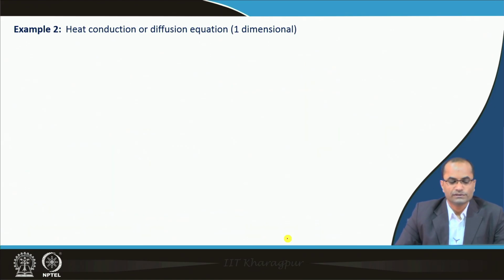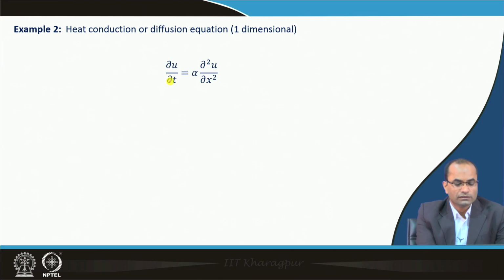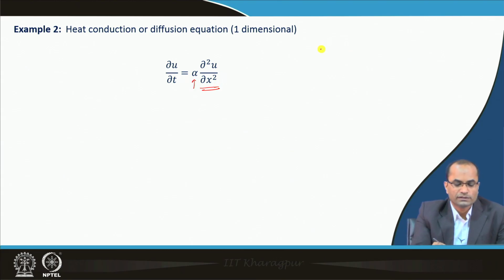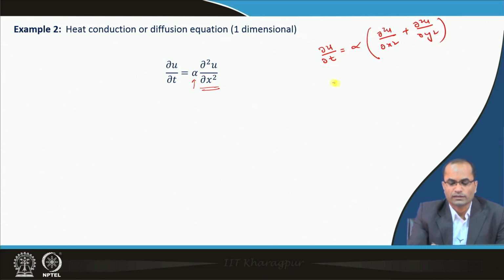Another example is the heat conduction or diffusion equation. We are stating it here in one dimension. So, del u over del t is equal to alpha, some constant which depends on the material properties or the mechanism, times the second partial derivative with respect to x. If we write this in 2 dimensions, it takes the form del u over del t equal to some constant times the second partial derivative with respect to x plus the second partial derivative with respect to y.